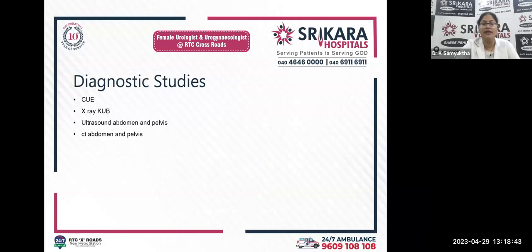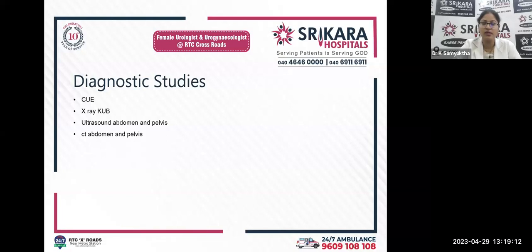So how do you diagnose a stone? Stones cannot be diagnosed on a complete urine examination. Complete urine examination will only tell you about any presence of infections. And if there's infection, we need to treat the infection before treating the stone. X-ray KUB, yes, can tell to a certain extent. X-ray KUB can tell stone size above 1 centimeter, be it in the kidney or the pipe, the ureter, or the bladder.